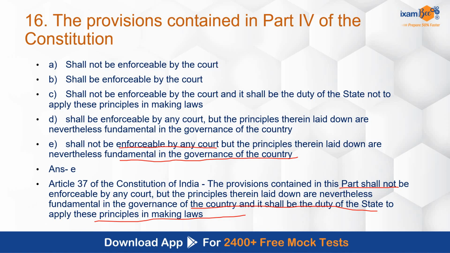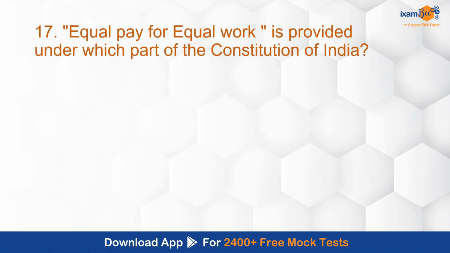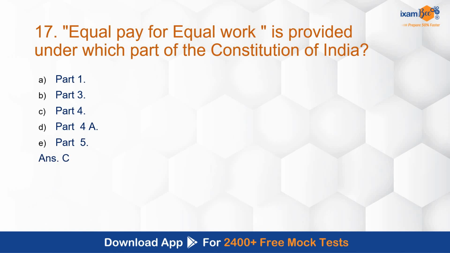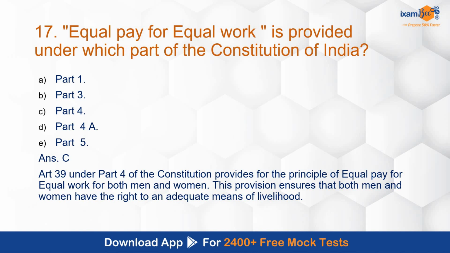Moving to next question, question 17. Equal pay for equal work is provided under which part of the Constitution of India? Part 1, Part 2, Part 3, Part 4, 4A, Part 5. Correct answer is C, Part 4. Equal pay for equal work is a directive principle of state policy under Article 39. Article 39 under Part 4 of the Constitution provides for the principle of equal pay for equal work for both men and women. This provision ensures that both men and women have the right to an adequate means of livelihood.